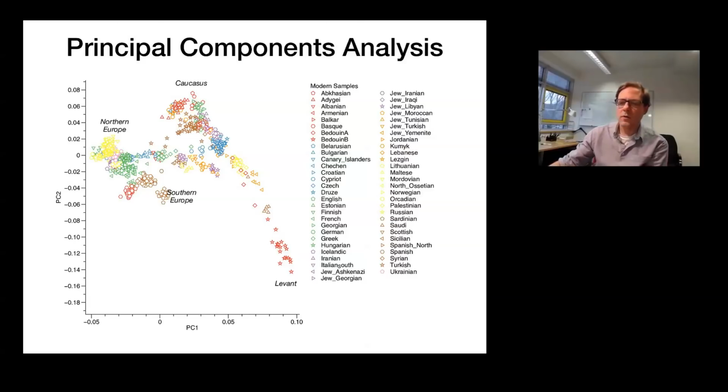Okay, so what did we find? The first thing that we often do in this field is principal components analysis. This is a very common method by now. I will anyway introduce it briefly. What it tries to do is put lots of genomic data into a 2-dimensional plane.